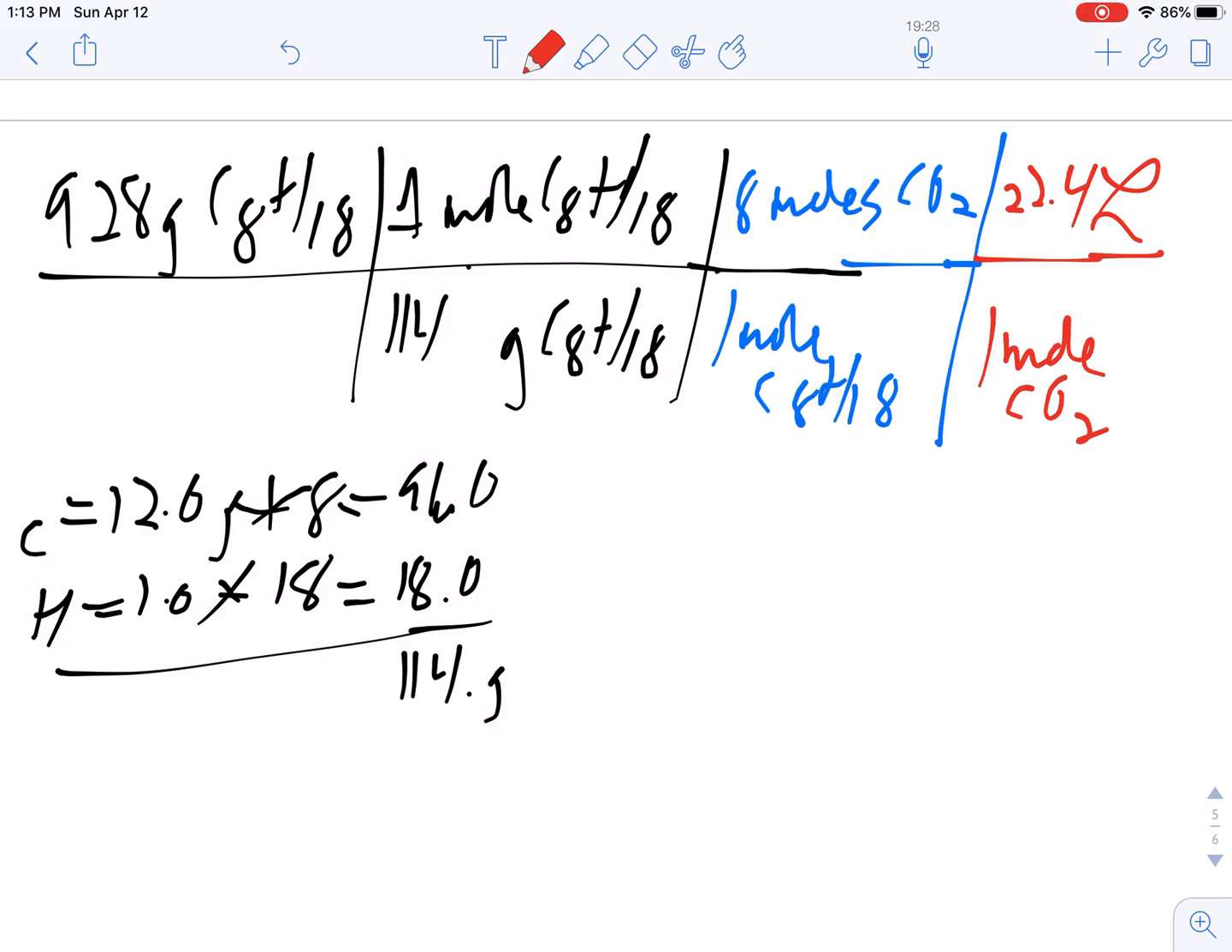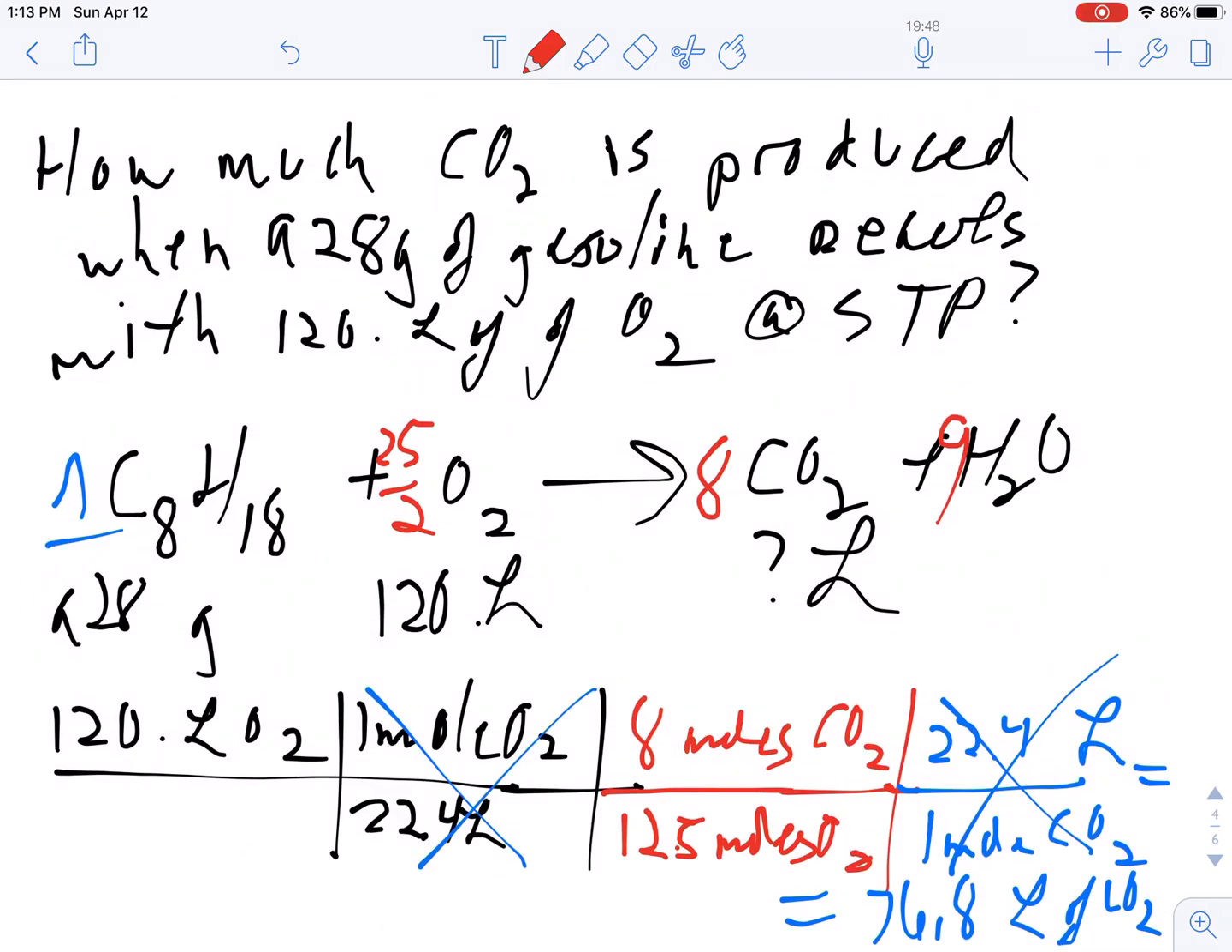So I plug it into my calculator, and I get 1,458 liters of carbon dioxide. Okay? So we picked the one that is smaller as our correct answer. So which one is smaller? This one is smaller. So the correct answer is 76.8.